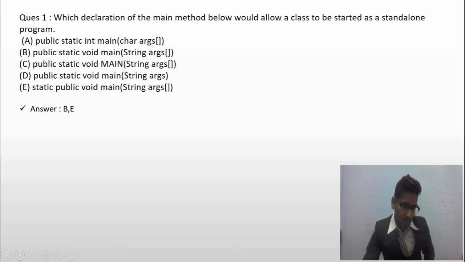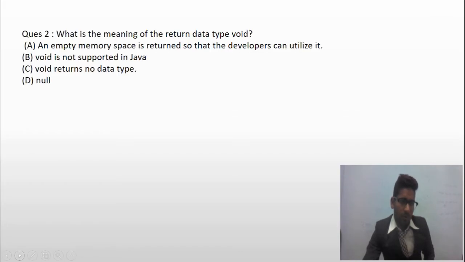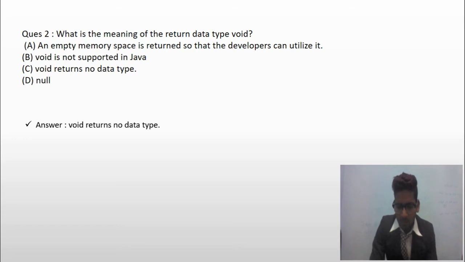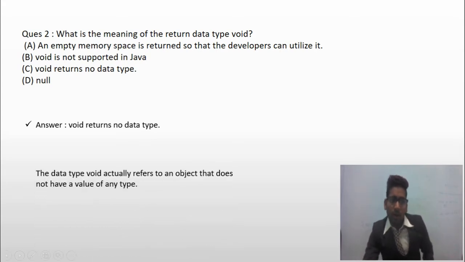So let's continue with our second question: what is the meaning of the return data type void? And the options are there. So let's see the answer now. So the answer is C, void returns no data type. Now let me explain it. Void, whenever you want to return nothing, like if we are writing a method and we don't want that method to return any value, then we'll define that method as void because void returns nothing. So the data type void actually refers to an object that doesn't have a value of any type.